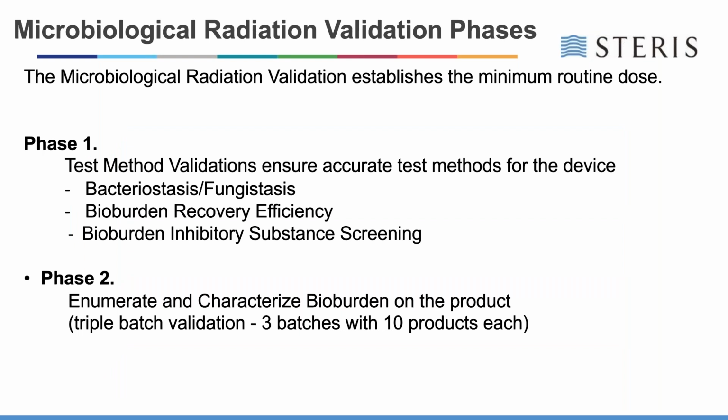In phase 1 of the microbiological radiation validation, we'll need to determine accurate test methods for the device. These will include bacteriostasis, fungistasis, the bioburden test recovery efficiency, and, if needed, a bioburden inhibitory substance screening. In phase 2, we'll perform the bioburden method. We'll enumerate and characterize the bioburden on the product. Here, the number and type of organisms present on the product are determined. This will be carried out on at least 3 batches with 10 products each, using the test method from phase 1 product validations.